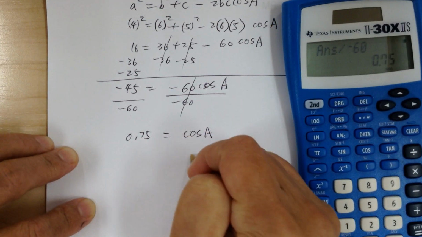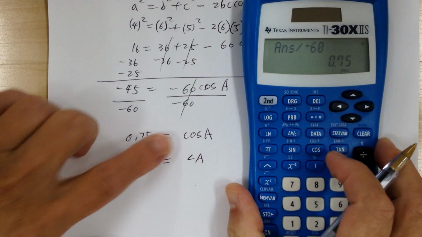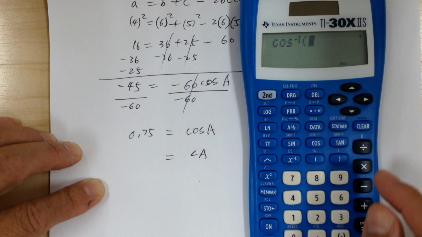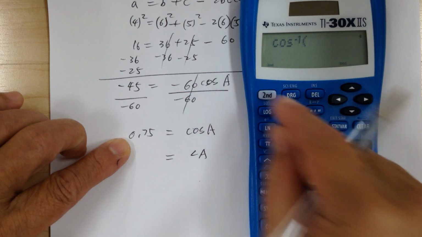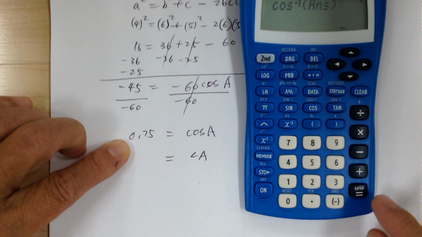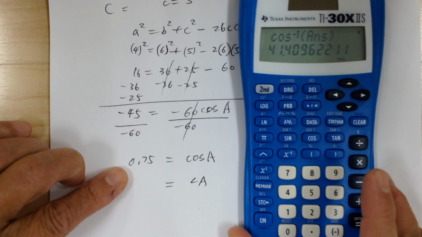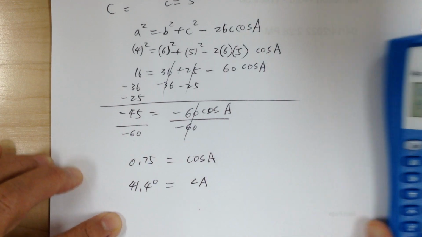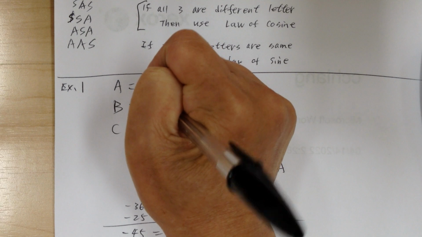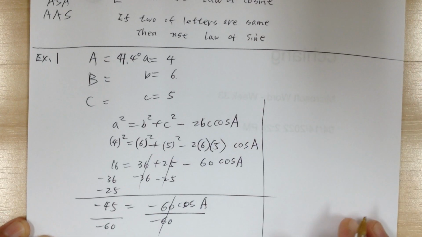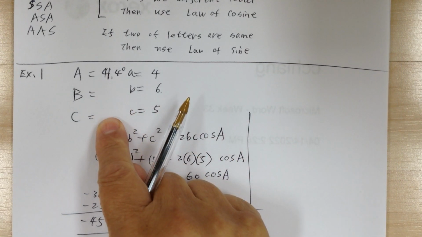Now you can find angle A. You just use second cosine. Whenever you're looking for an angle, you have to use the second function. So second cosine of this answer, which is right over here. Equal, and you get 41.4 degrees. Then you put 41.4 degrees over here. Now to find the other angle, the book finds angle C.